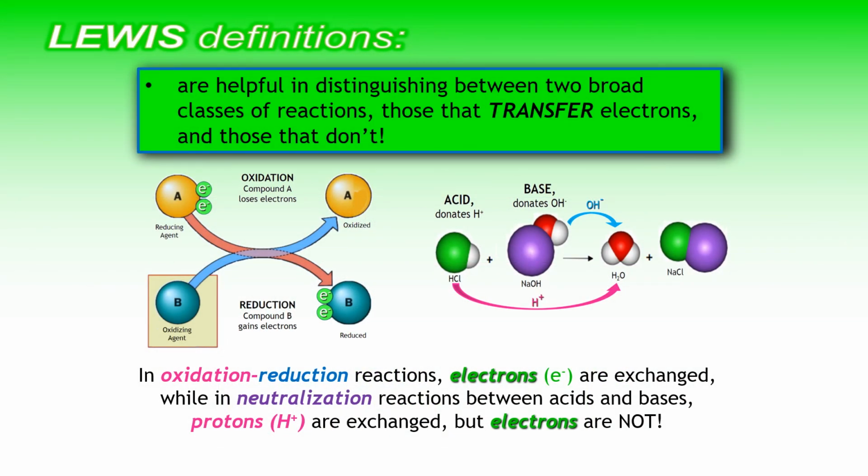Lewis acids are helpful in distinguishing between two broad classes of reactions, those that transfer electrons and those that don't. In oxidation reduction reactions, electrons are exchanged, while in neutralization reactions between acids and bases, protons are exchanged, but electrons are not.